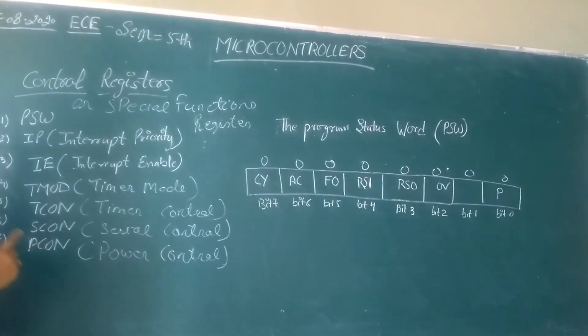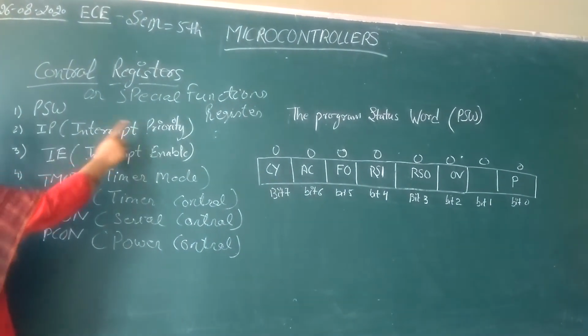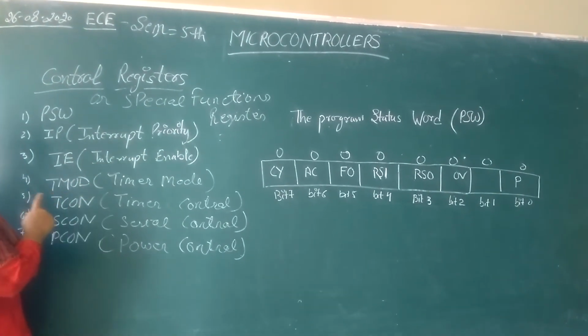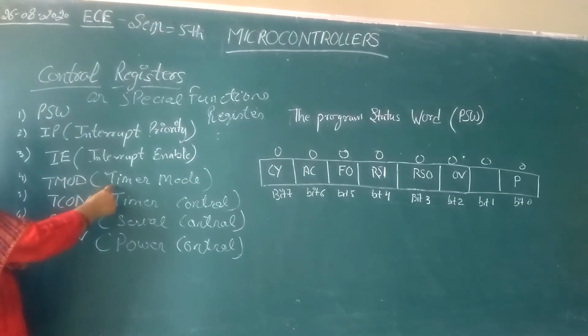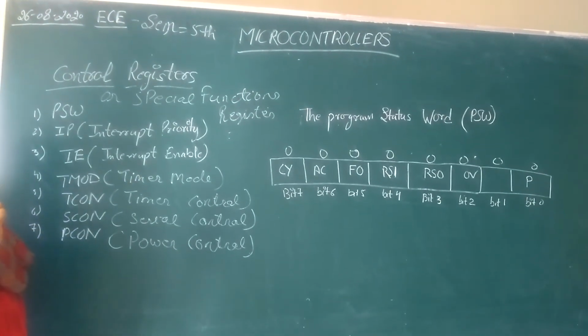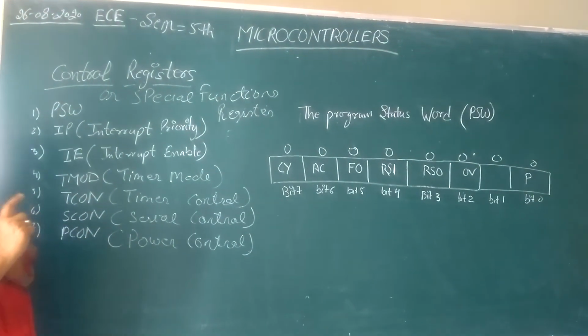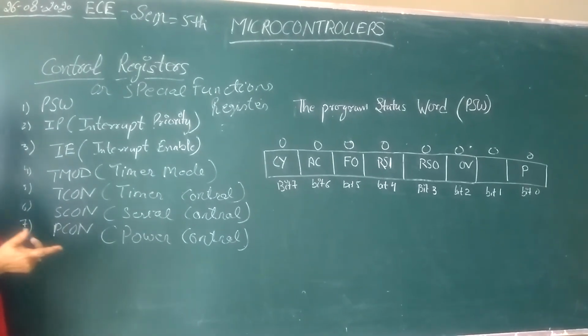In this you have IP. What is IP? Interrupt priority. Number 3 is the IE, interrupt enable. Next is your TMOD. What is the function of TMOD? That is the timer mode, which will set the timing of your program. TCON is the timer control, which will control the timing of a program or a function.